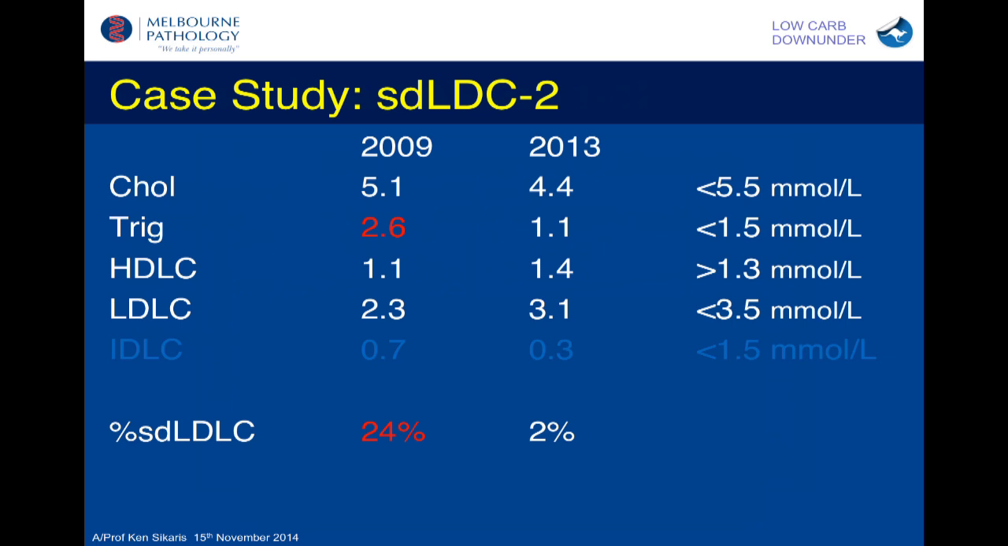A similar example of patient. Now this patient here, even though they got the benefit with the trig falling and the small dense LDL falling, they didn't have a cholesterol rise on the diet. The LDL didn't really increase too much and the total cholesterol didn't hardly change at all. And look at the IDL, it was low and fell even lower.